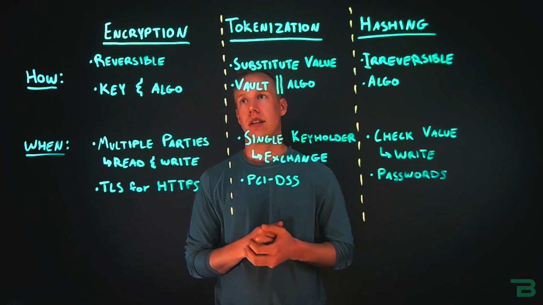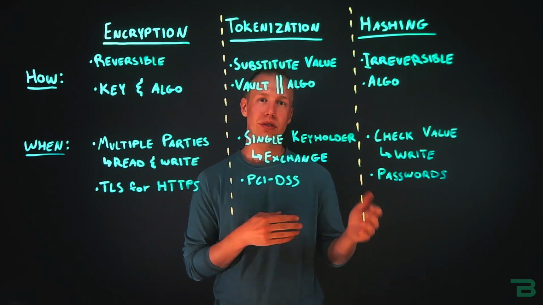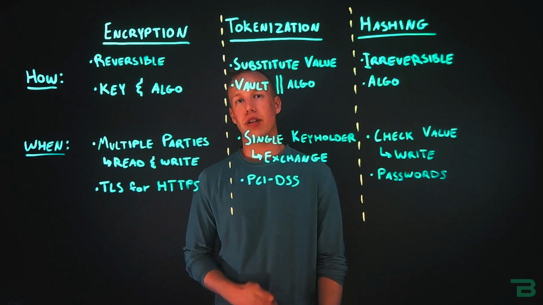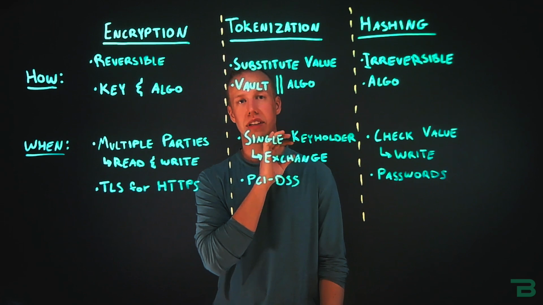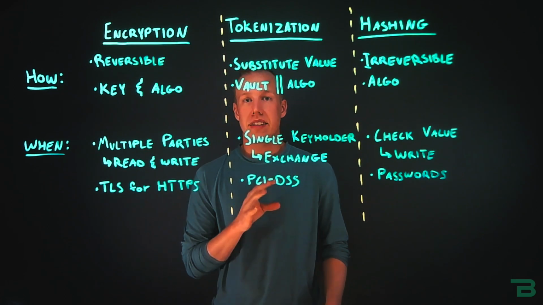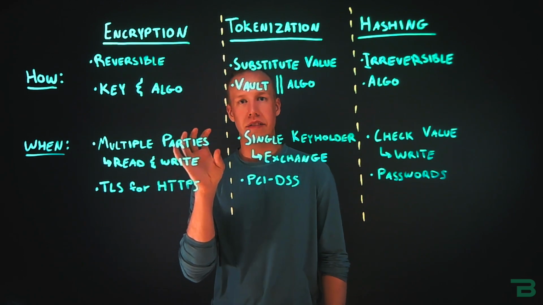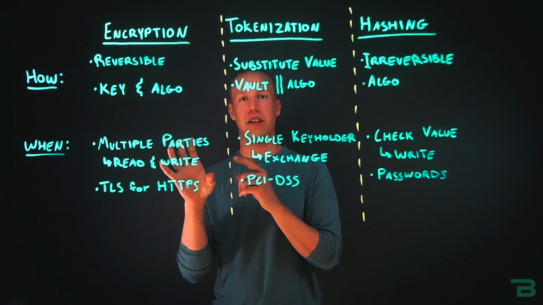Now, if we get over to tokenization, this is typically using a substitute value in place of the actual value. And so to get the value out that you want, you either need the vault, or in some cases, they will use an algorithm. But the idea is you have a single place where you store the actual important information, and in the other cases, you just store a value that points to the actual value.